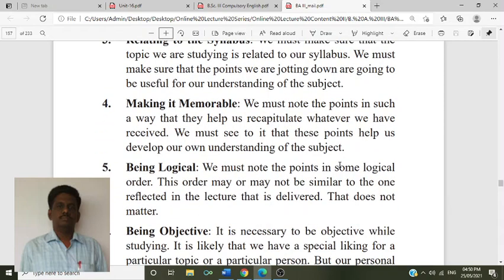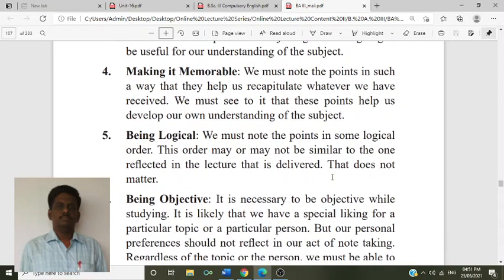Then making it memorable. This is also a very important thing, that many times in a hurried way we take the notes and afterwards we forget. We also use different symbols, and afterwards we forget why we drew this kind of symbol at this point. So you should make this memorable. Note taking should be memorable. Afterwards when we read the notes, we should be able to understand and memorize what we have written at that particular point. So making it memorable is also very important. It requires sincerity in note making.